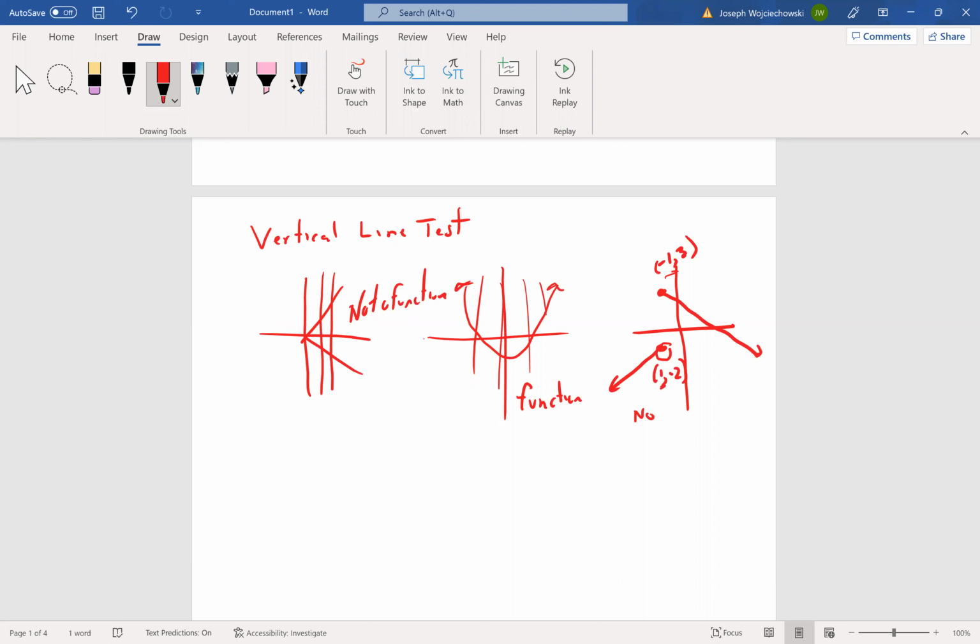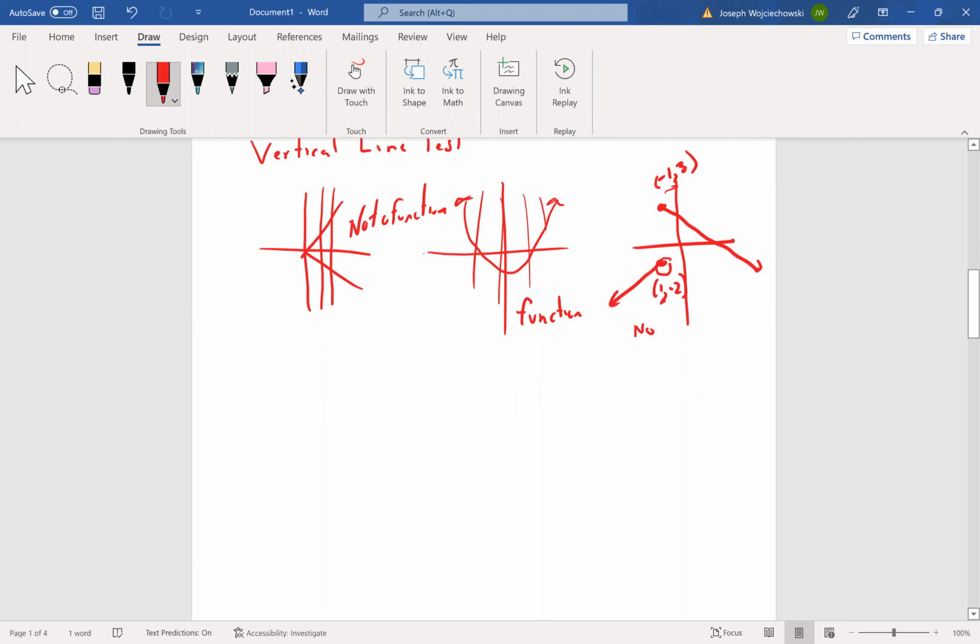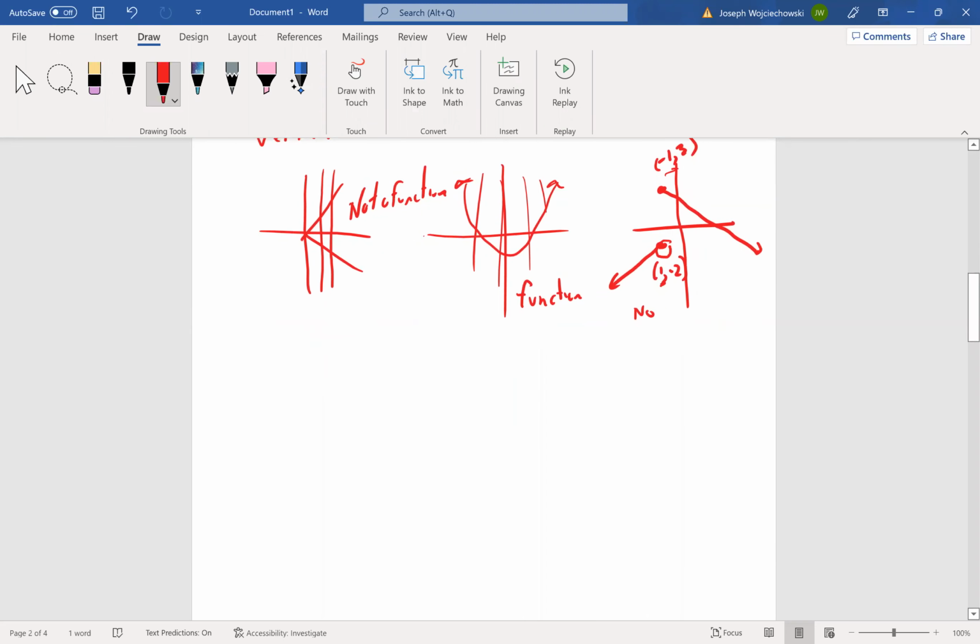Okay, so let's move on. How about function notation? I'm sure you've seen this. Something along the lines of f of x equals x minus 2. So what does this mean? F of x is a replacement for y. We're implying that this is going to be a function.